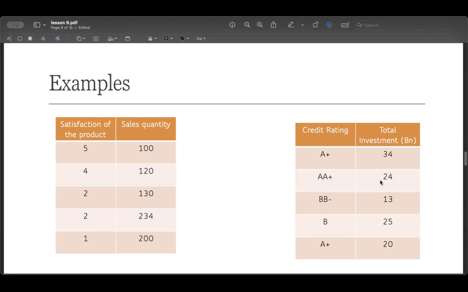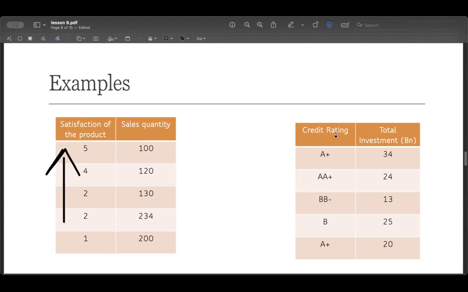So what do we have for the examples? For the first category, they have the satisfaction of the product as a level, from level 1 to level 5. Maybe 1 is for the lower satisfaction level, and 5 represents the most satisfied level.